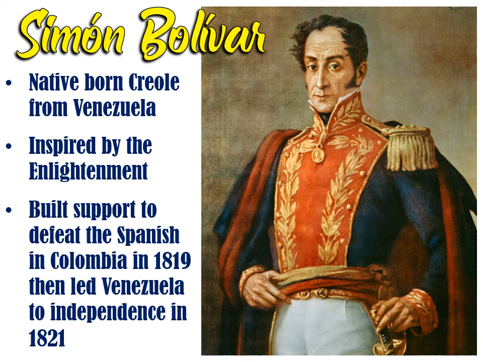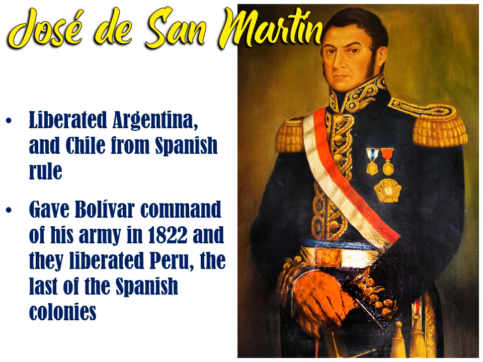Independence for Venezuela he achieved in 1821 with a victory at the Battle of Carabobo, as it's known, which officially made Venezuela an independent nation. But he was not done quite yet. He would soon meet another revolutionary, José de San Martín. José de San Martín, like Bolivar, was a Creole. He was born in Argentina, and so now we're looking at the southern parts of South America.